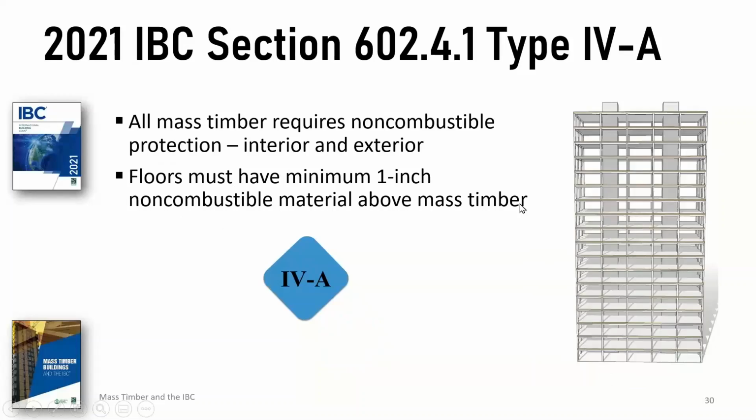So going up, here's a first requirement right off. Let's say you have a type 4A building, and this shows a schematic at 18 stories. Only certain use groups can go up to 18. But you have 1 inch of non-combustible material above the mass timber on the floor. And this also applies to type 4B buildings.